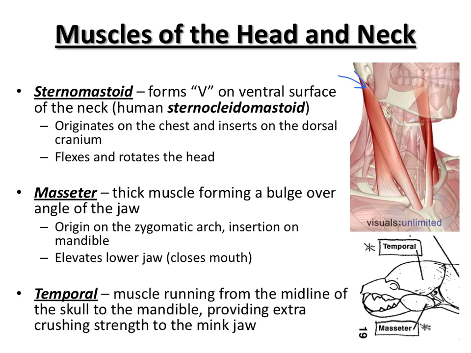In a human, it's called a sternocleidomastoid, and that's just because it inserts differently than it does on the mink. But on the mink, it's called a sternomastoid, and here's where the name comes from. It originates on the chest at the sternum, and it inserts on the dorsal cranium. So it basically runs here at the bottom of this mastic region, the mouth region, and then attaches on the back of your head.